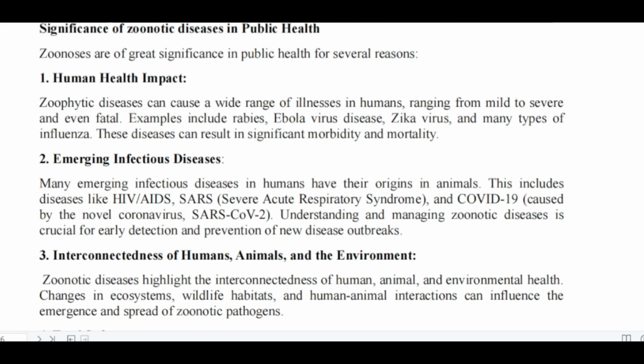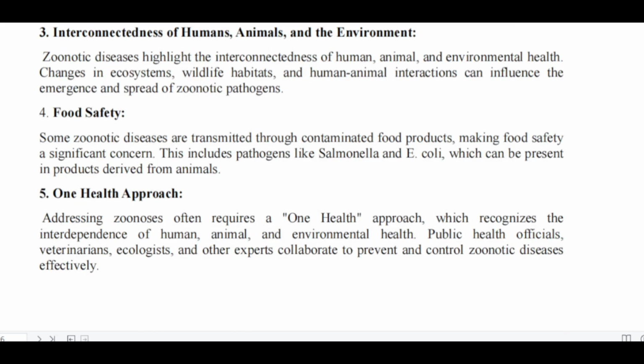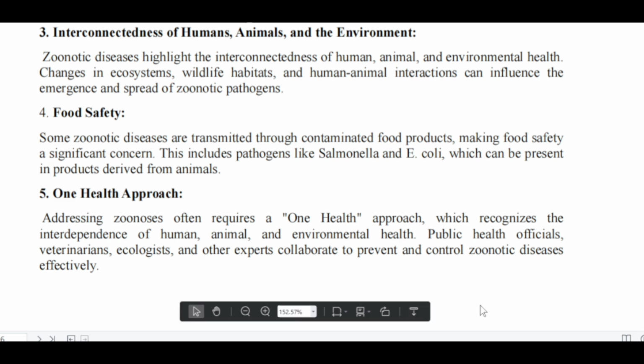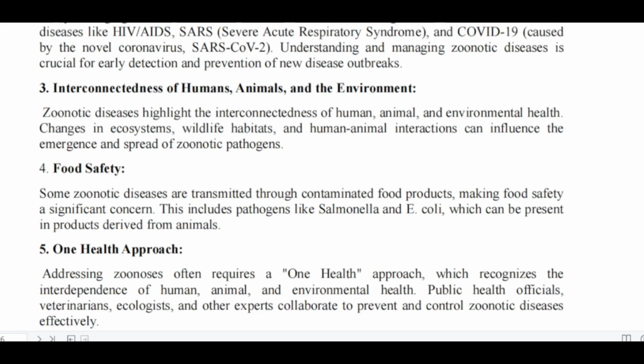If not, it can lead to a lot of losses, whether economic losses or loss of lives. Some people might die, just like what happened during COVID-19 when it suddenly appeared and the world had to contain it. So that is what is meant by emerging infectious diseases.